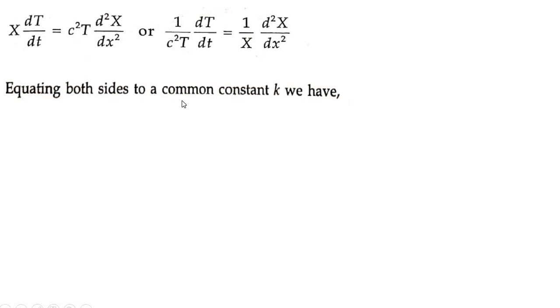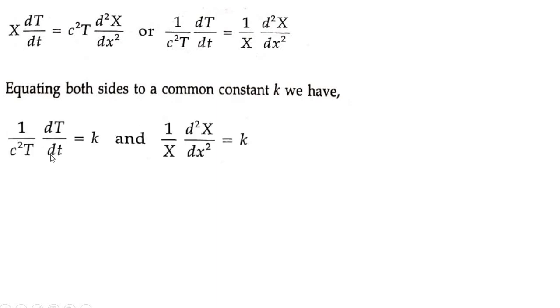So equating both sides to a constant k, we get 1 by c square T dT by dt is equal to k, and 1 by X into d square X by dx square is equal to capital K. So now what we have to do next is take this c square T, whatever you have in the LHS denominator, to the RHS. So you get dT by dt is equal to k into c square T. Here also d square X by dx square is equal to k into capital X.